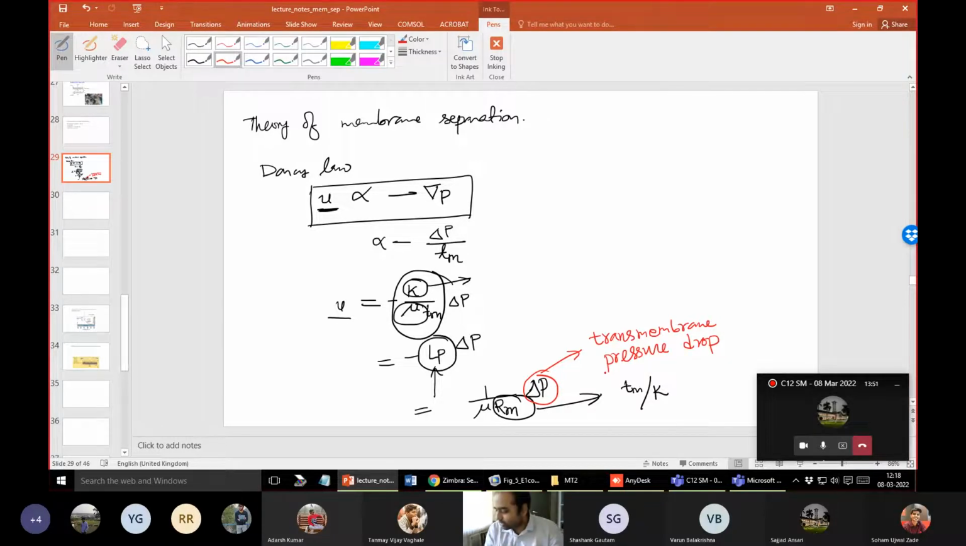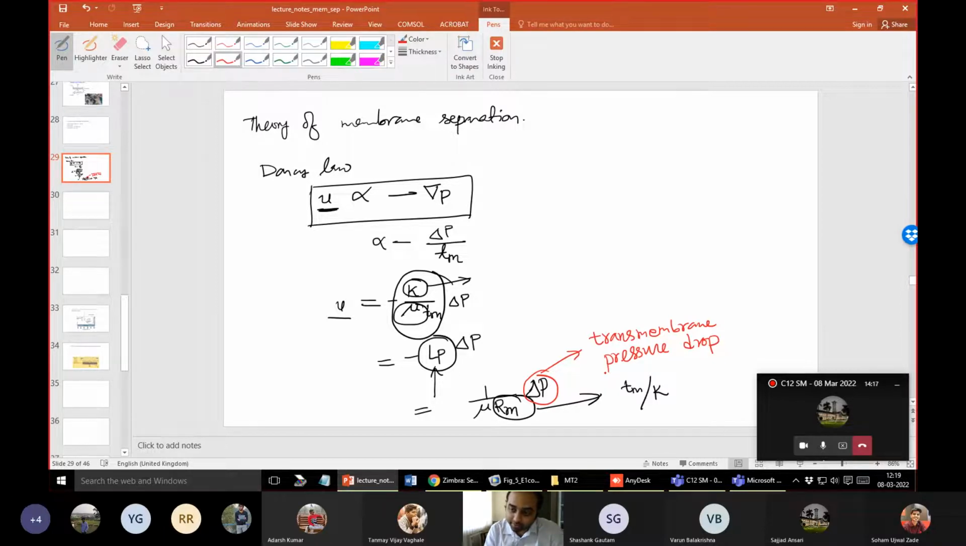Is there any confusion on this part, on this Darcy's law? Because this is one of the very fundamental things to describe the flow, or the rate of permeation, or the filtrate rate through the membrane.